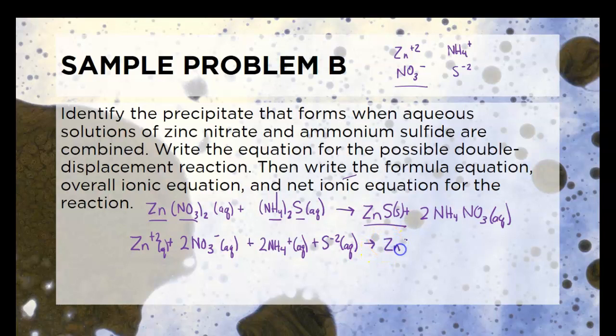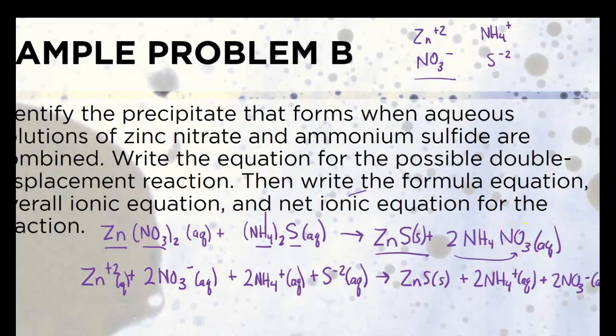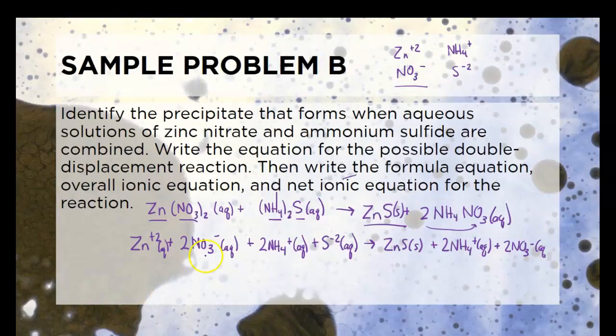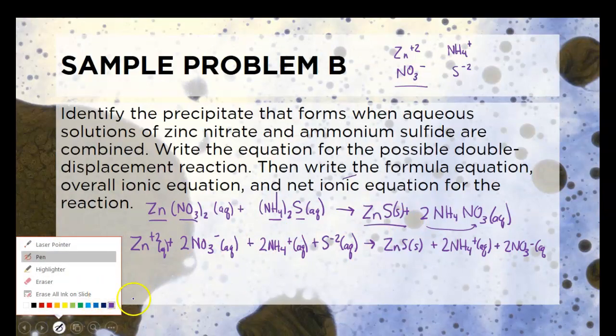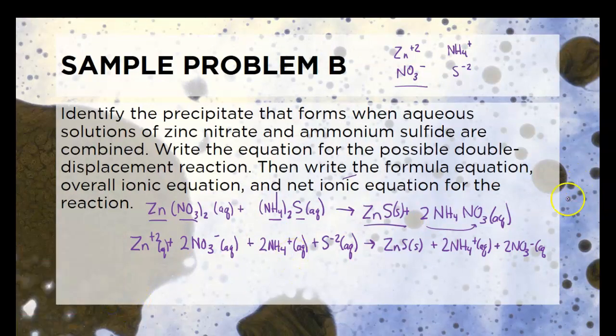Notice the zinc sulfide became solid. So I'm going to leave that alone in its solid form. And then we have 2 NH4s that are aqueous. And don't forget to bring this 2 with the NO3 as well. And it is aqueous. So notice I broke everything down into its individual ions. Made them all aqueous except for the precipitate.